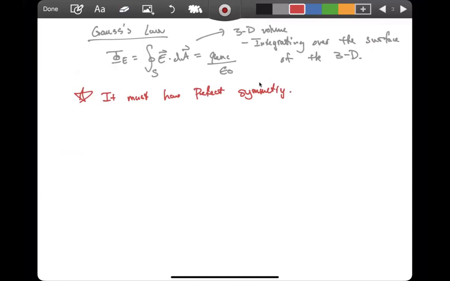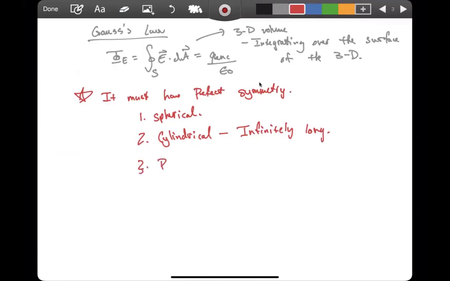So our perfect symmetries are: one, spherical. Spherical is perfect by default. Two, cylindrical. But cylindrical is only perfect if it's infinitely long. So in this case, it has to be infinitely long. Meaning if it's not infinitely long, if it's finite length, then you cannot use this. And then the last one is, that should be a 3, planar. But again, it has to be a full plane, meaning an infinite plane. So this only works for an infinite plane.